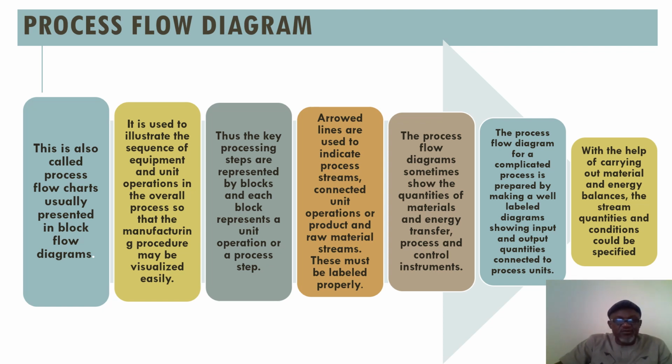Now we look at process flow diagram. This is also called process flow charts, usually presented in block flow diagrams. It is used to illustrate the sequence of equipment and unit operations in the overall process so that the manufacturing procedure may be visualized easily. Thus, the key processing steps are represented by blocks, and each block represents a unit of operation or a process step.